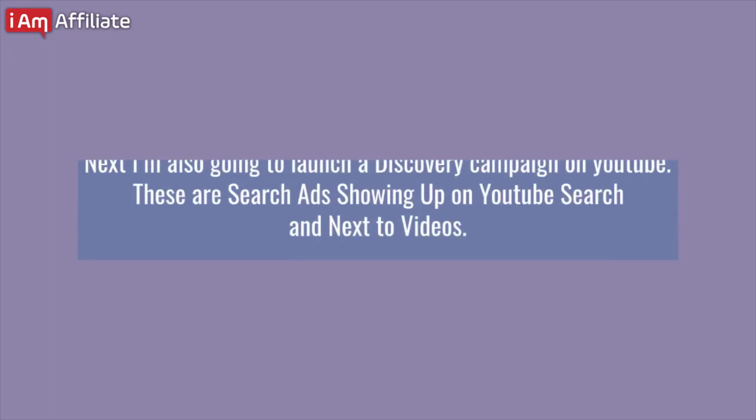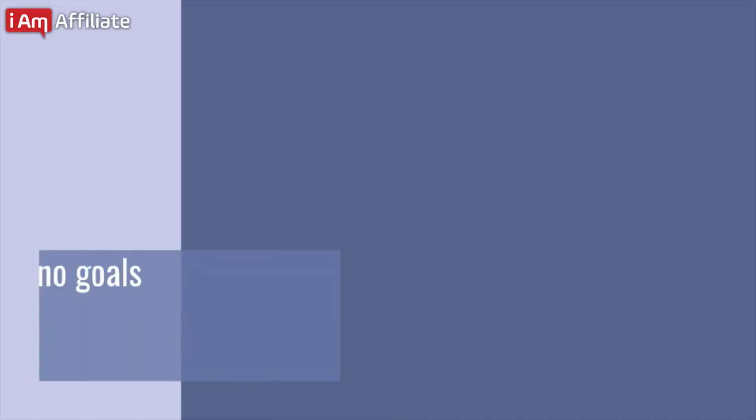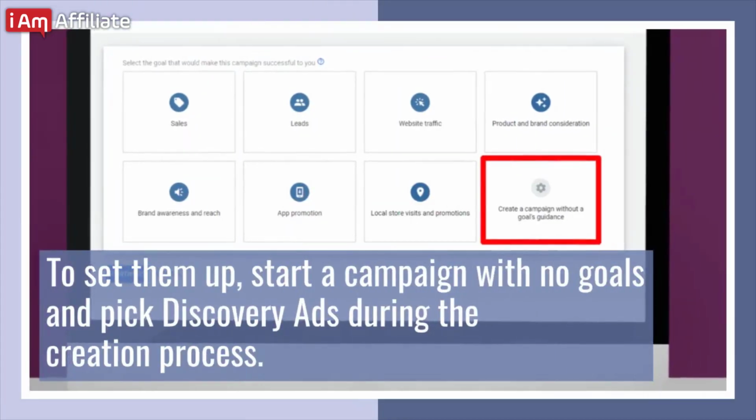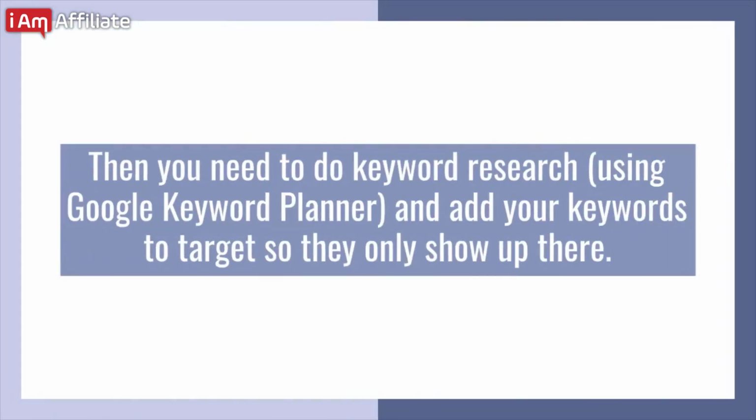Discovery ads. Next, I'm also going to launch a discovery campaign on YouTube. These are search ads showing up on YouTube search and next to videos. They look like this. To set them up, start a campaign with no goals, and pick discovery ads during the creation process. Then you need to do keyword research using Google Keyword Planner and add your keywords to target.